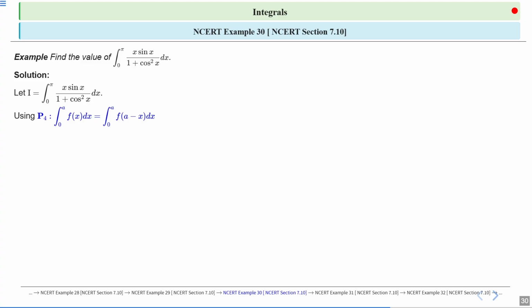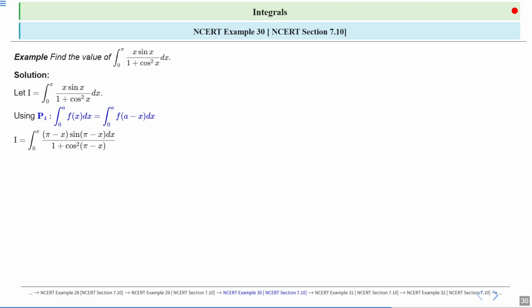So in this type of function we use the property P4, that is integral from 0 to a of f x dx is integral from 0 to a of f a minus x dx. So we get I is equal to integral from 0 to pi of pi minus x times sine pi minus x dx by 1 plus cos square x. If we use this property, then after substituting a minus x, it is similar, or identical, to the original function.